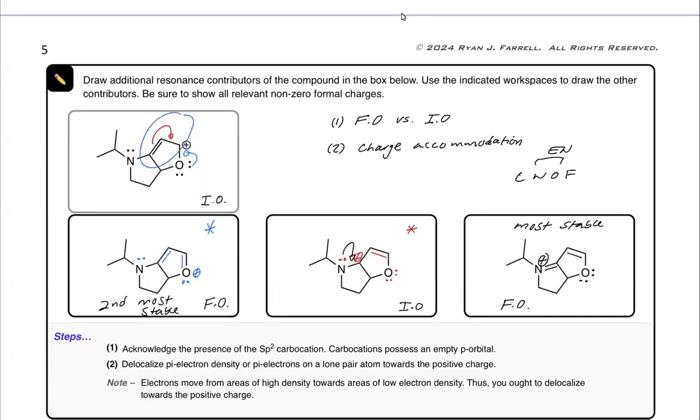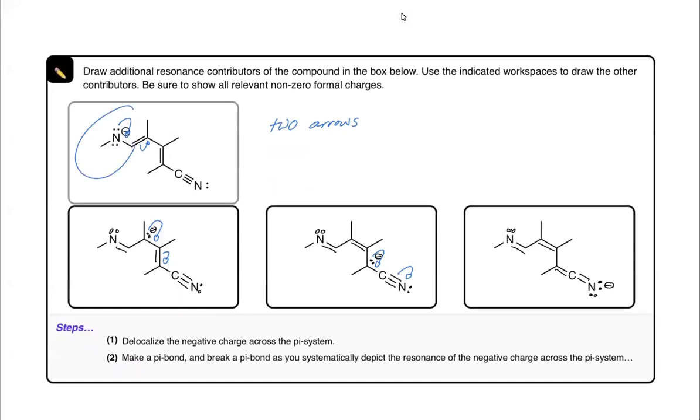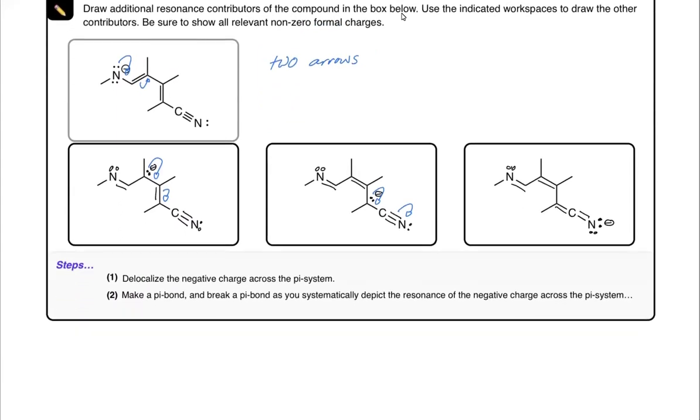I could go from bond to bond, moving the positive across the system, or I could delocalize the lone pair from the oxygen into the empty p orbital. But one arrow was required to go to the next contributor. If you're overall negative, we would want to move that negative into an adjacent pi system, and 2 arrows are required to move that negative across the pi system. We need to make a pi bond and break a pi bond.